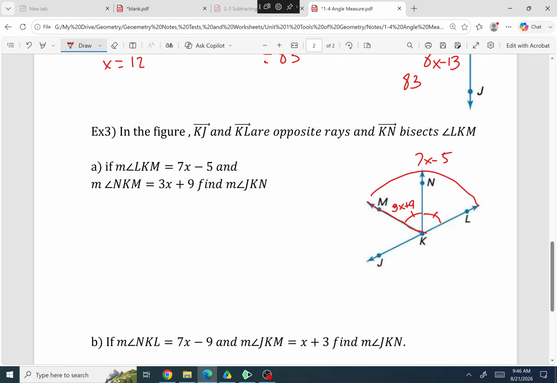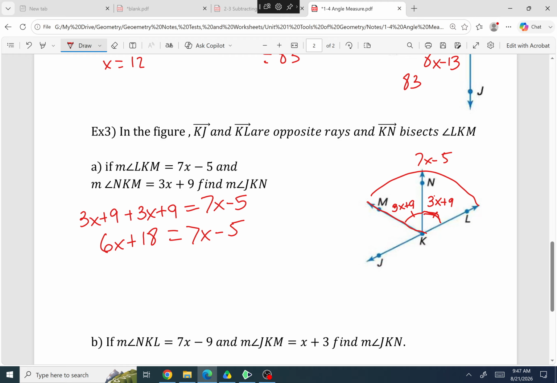Now, I don't know anything about LKN, but I actually do. Algebraically, what is LKN? LKN, this one right here. 3x plus 9. And then we can do some algebra. 3x plus 9 plus 3x plus 9 must equal? All right, so some basic algebra, right? So 3x plus 9, you can say times 2 if you want, or you can just write it twice, whatever you want to do, equals 7x minus 5. So we get what? 6x plus 18 equals 7x minus 5.